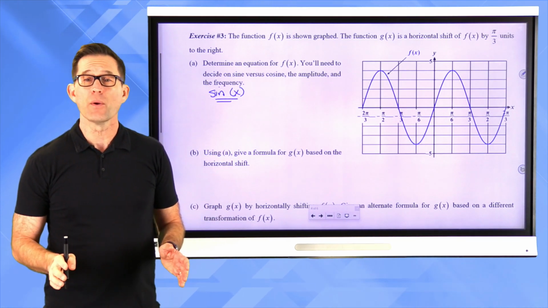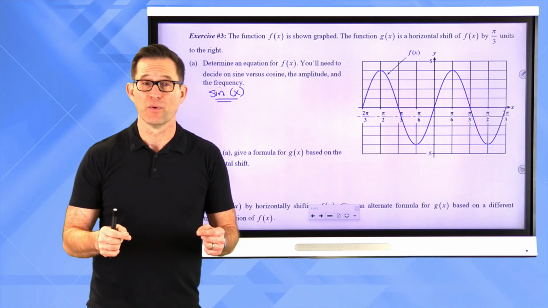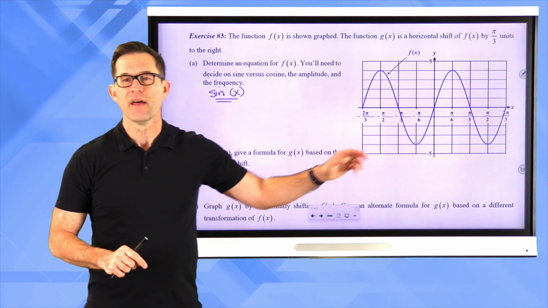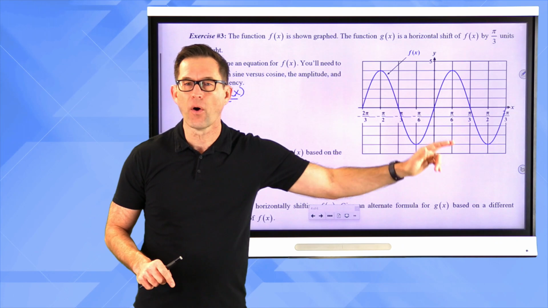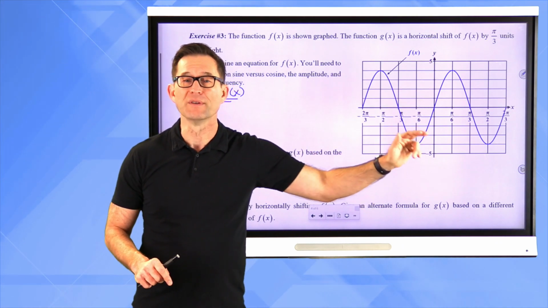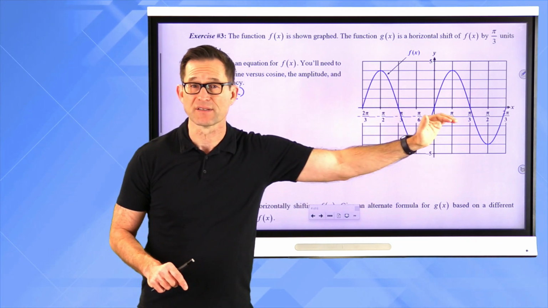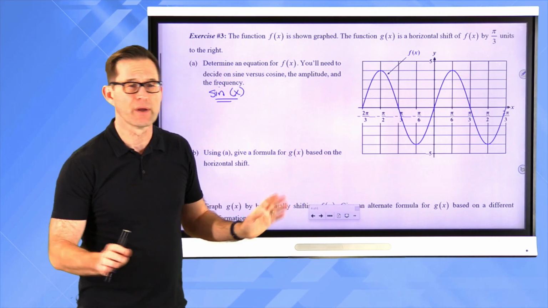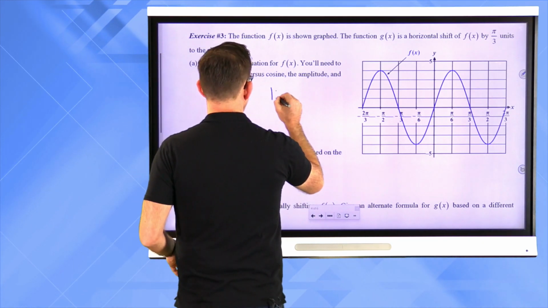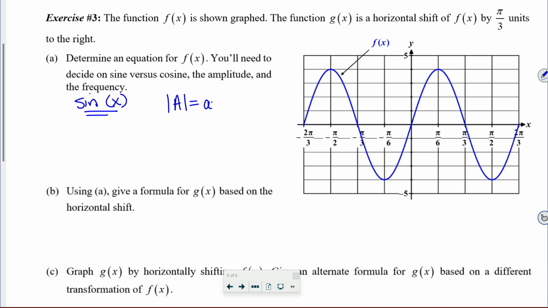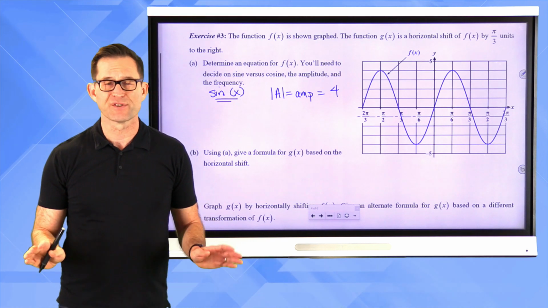The second thing that we want to think about is what its amplitude is. Now that's really easy. That's how much it rises and falls above and below its midline, which is the x-axis. So the midline is not an issue here. And the amplitude, which is my a value, is obviously equal to 4. All right, so far so good.